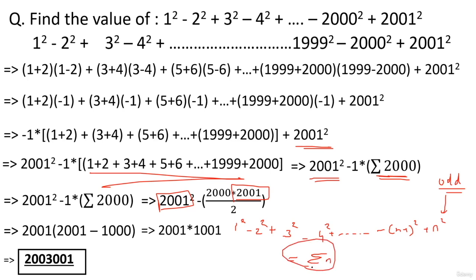It's as simple as that, right? So next time you see a question like this, directly apply summation of n. Like here, apply summation of 2001, and directly in one step the answer will come. As simple as that. All right, guys. So with that, we move on to the next part now.